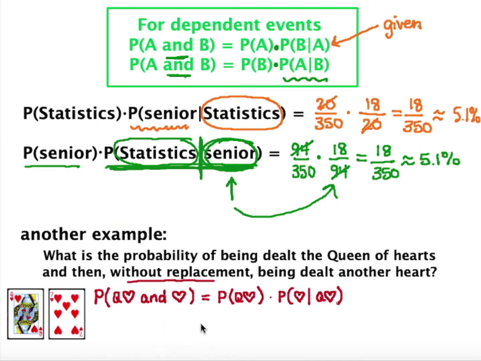So the probability of being given the Queen of Hearts, there's only one of those in the deck out of the 52 cards. And now the probability of a heart would normally be that there's 13 hearts in the deck out of 52, but we're given the information that the Queen of Hearts has already been taken. So we're down to only 51 cards in the deck, and since the Queen of Hearts is gone, there would only be 12 instead of 13 hearts left in the deck.